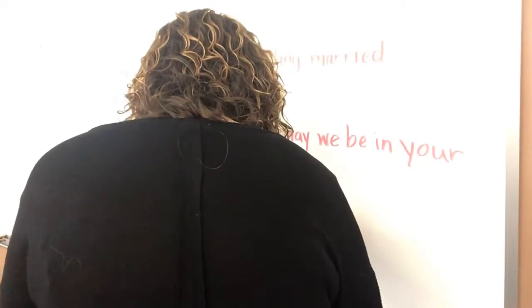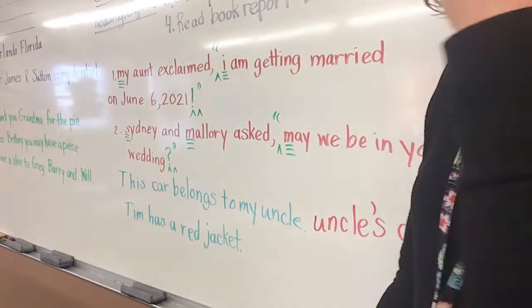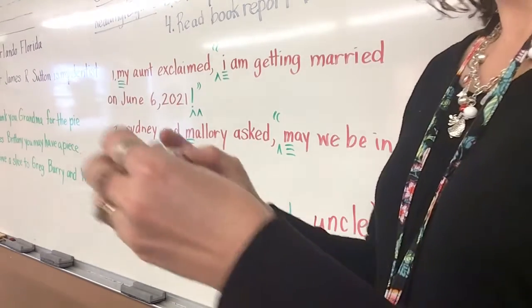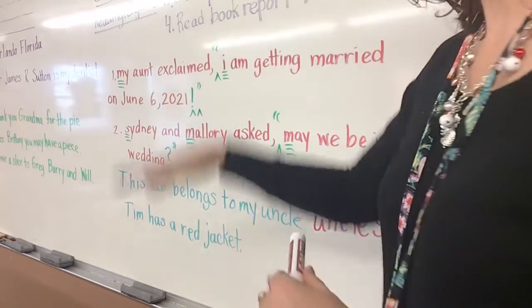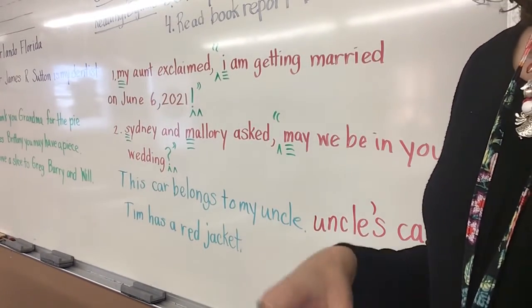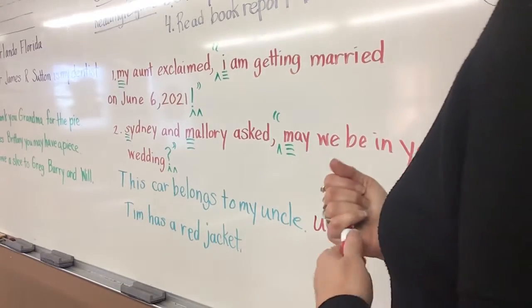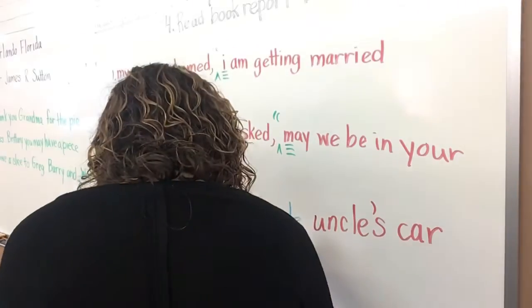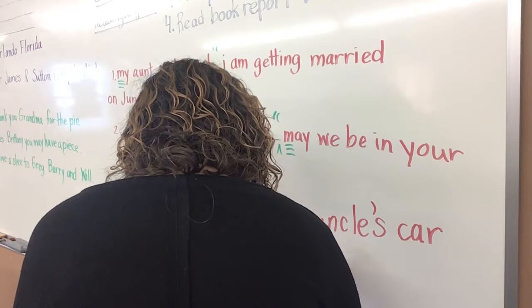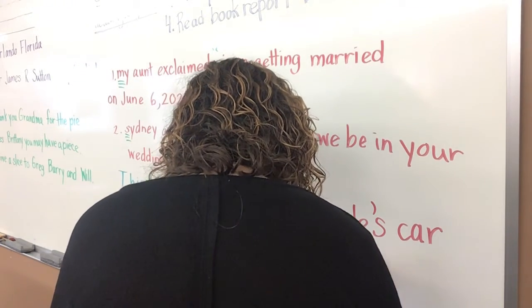Alright, so how would I do uncle's car? What do I need to do? Just spell uncle apostrophe S car. There you go. See, you do know what to do if you're paying attention. Alright, next one says Tim has a red jacket. Who hasn't done one? Put your hand down if you've already done anything else on the board already. Maya. Very good. Tim has a red jacket would be Tim's jacket.